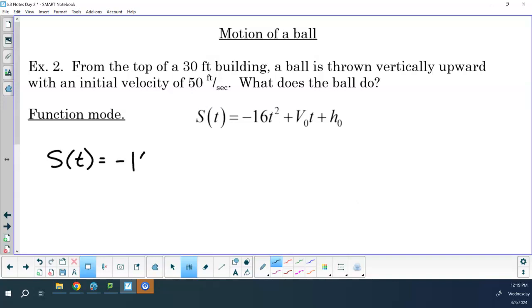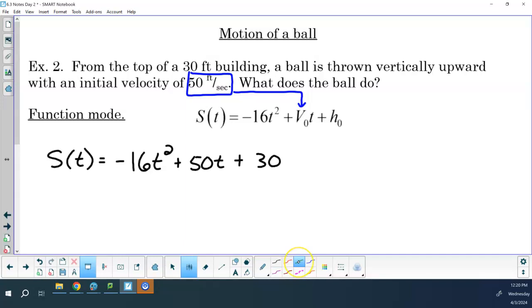Negative 16t squared. Gravity constant is always there. Plus 50t, because I got to remember my color scheme now. Blue, then green. This right here was my initial velocity. Plus 30, because 30 was my initial height. We were launching it off of a 30-foot building.